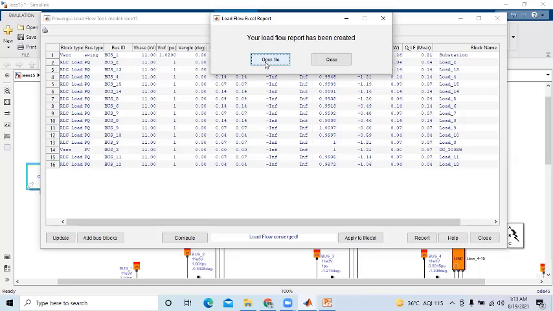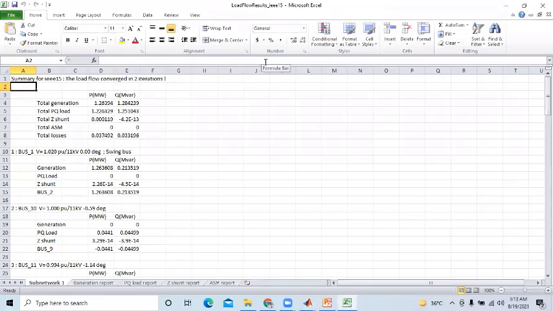Let's open the file. So in this you can see, for an IEEE 15 bus system, the total load flow is converged within two iterations, and the total generation is 1.26394 megawatt of real power and 1.284239 MVAR of reactive power.